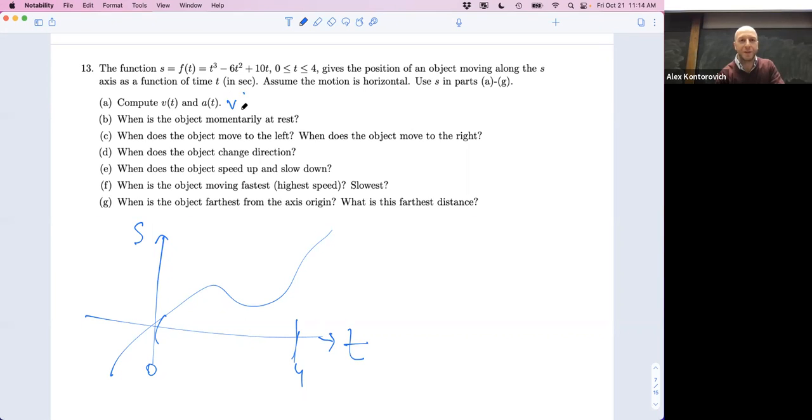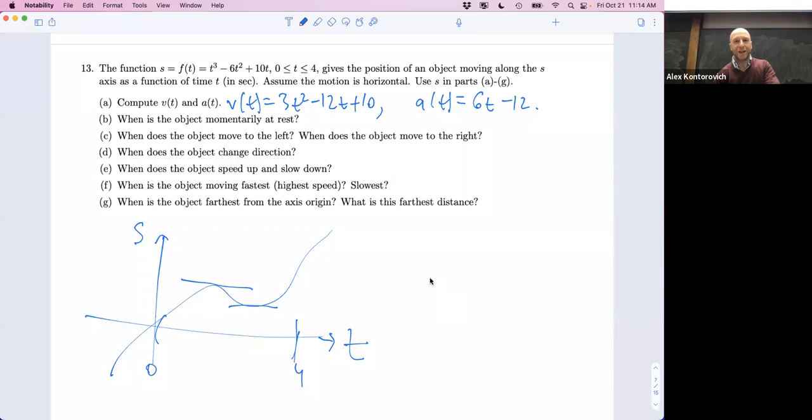The velocity is the derivative of position. V of t is 3t squared minus 12t plus 10. And the acceleration is the derivative of the velocity. So I get 6t minus 12. You guys are checking this, I hope. When is the object momentarily at rest? That is when the velocity is 0. So when is the velocity equal to 0?